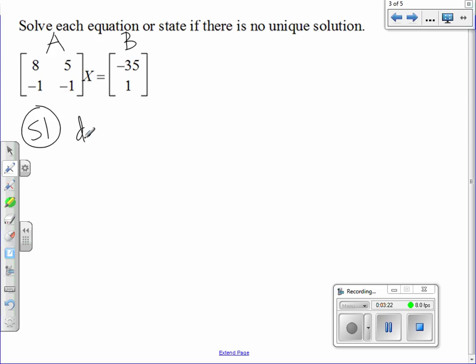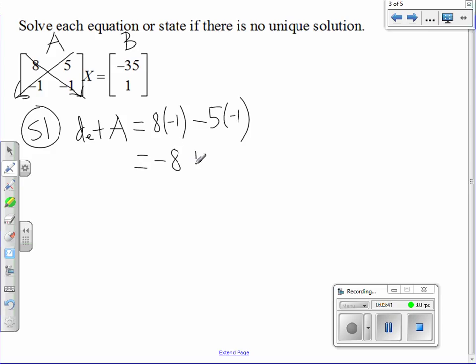Step 1 is finding the inverse if it exists. Let's find the determinant of A first. To find the determinant, I go corner to corner, upper left to lower right, 8 times -1, minus corner to corner, upper right times lower left, 5 times -1. That's going to give me -8 plus 5, which in turn gives me -3. Because the determinant is not 0, the inverse does exist. Now we need to find the inverse, but that's not too bad.